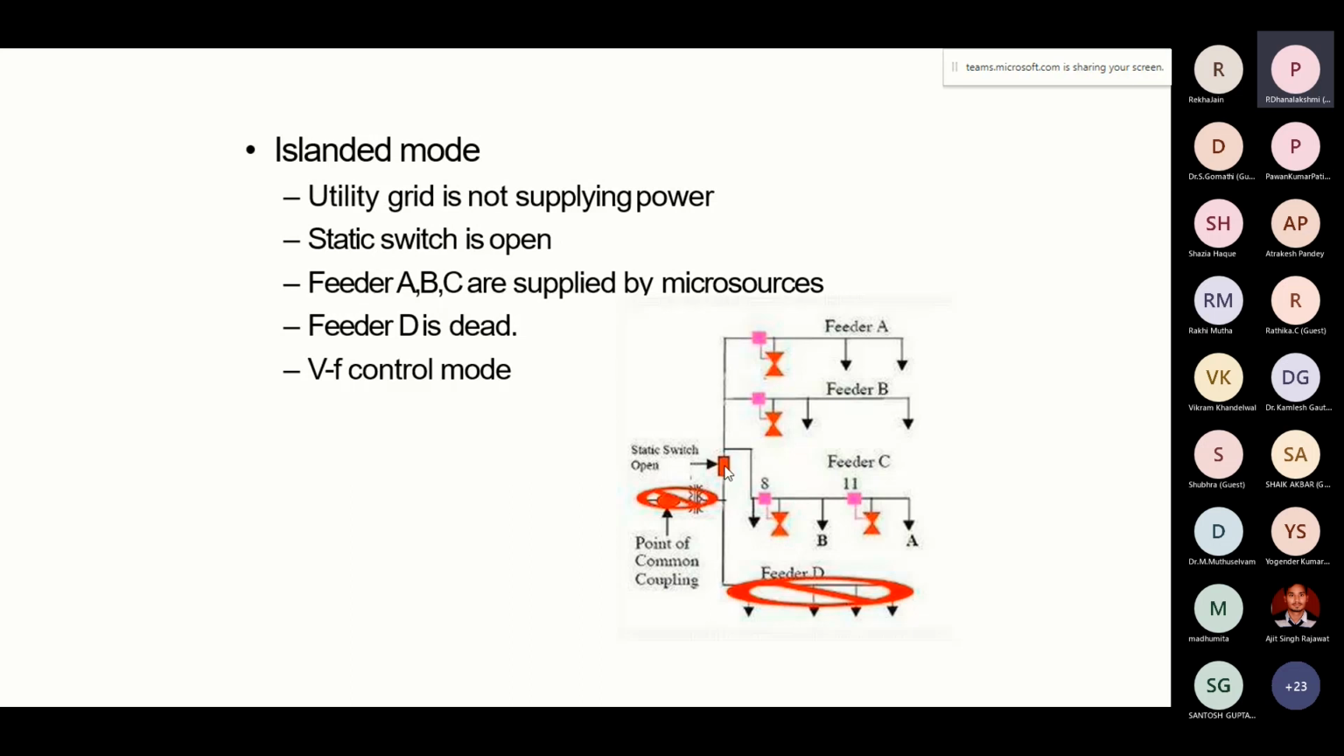These feeders A, B, and C, only these three feeders, are supplied by these micro sources. You can see here these red points, these are considered to be the micro sources or the DGs. And finally, because these sources are only able to feed a reduced load, not all the connected loads, a few of the feeders have to be disconnected. So feeder D is not supplied any power, it is disconnected. Feeder D is dead. And overall, in this operation, we operate the system in voltage and frequency control mode.